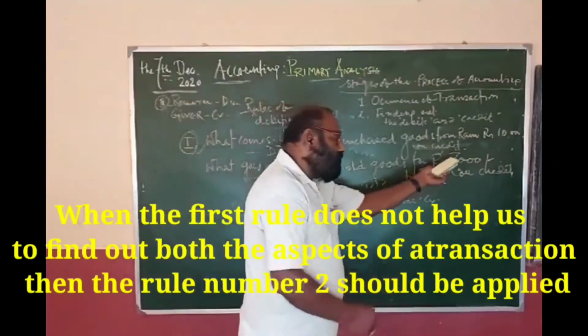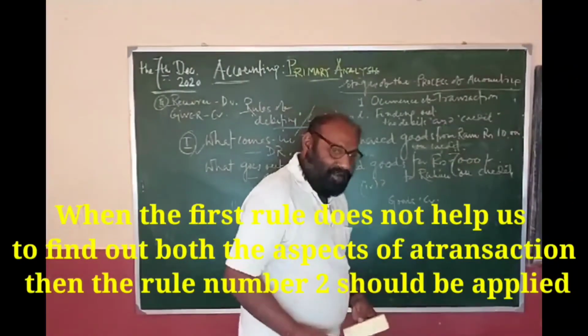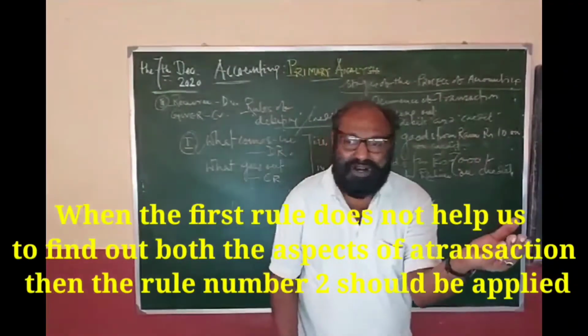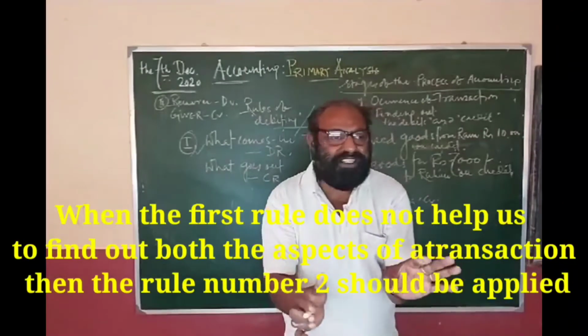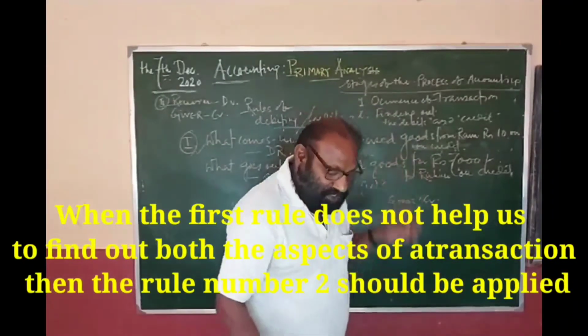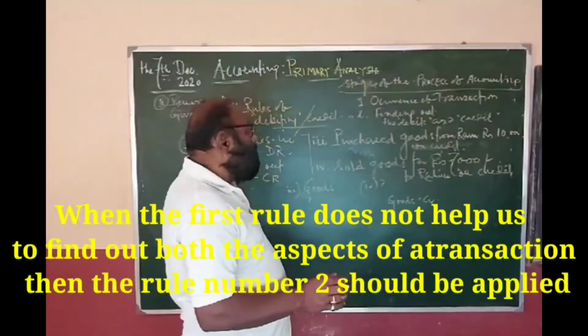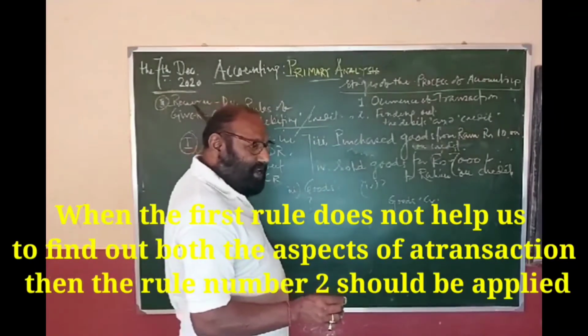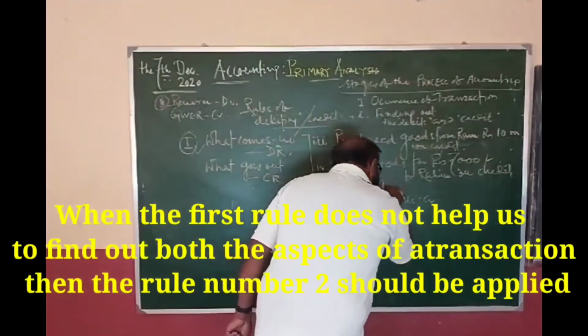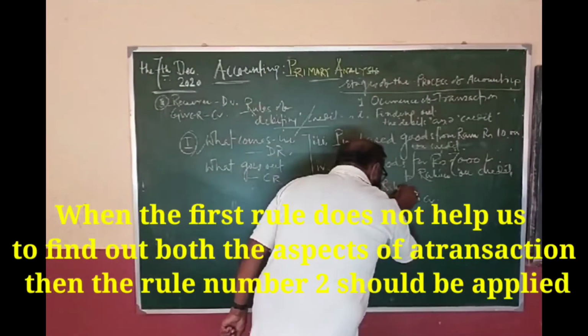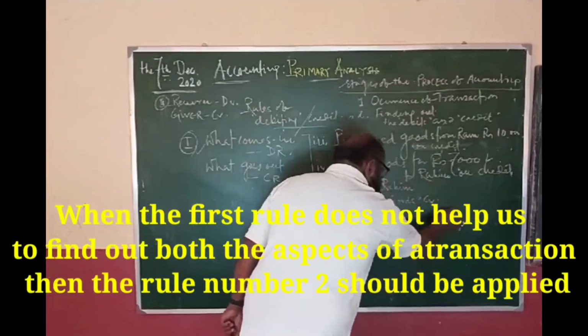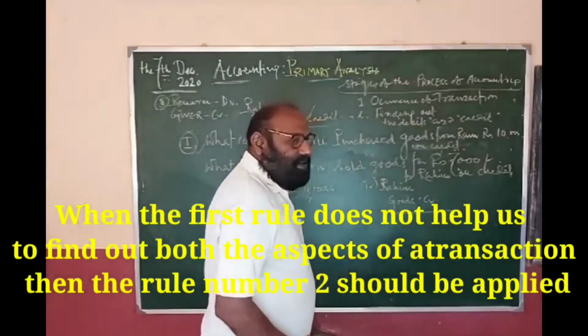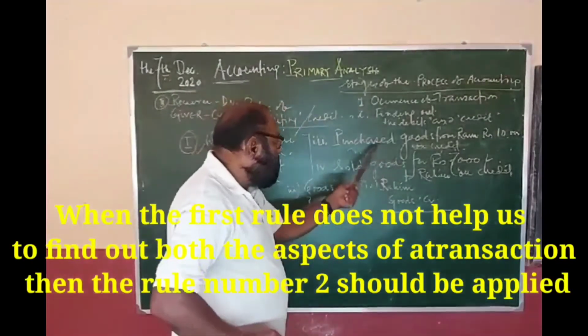Receiver is debit and giver is credit. Sold goods for rupees 7,000 to Rahim on credit. What does it mean? You are selling goods. What is going out? Goods are going out. What is coming in? Nothing is coming in. Rule 2 is telling that receiver is debit. Clear? So now Mr. Rahim is debit.